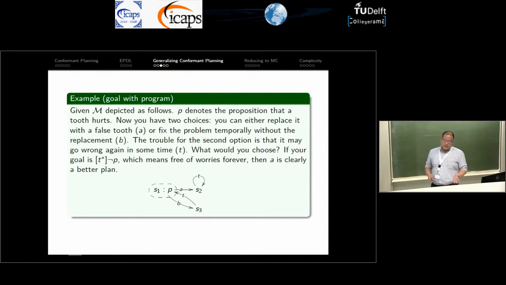And we can also express goals with the regular expression, the Kleene star. Then we can say we want to achieve a state where no matter how many steps we go, negation P is still true. So with the Kleene star, we can express richer goals.